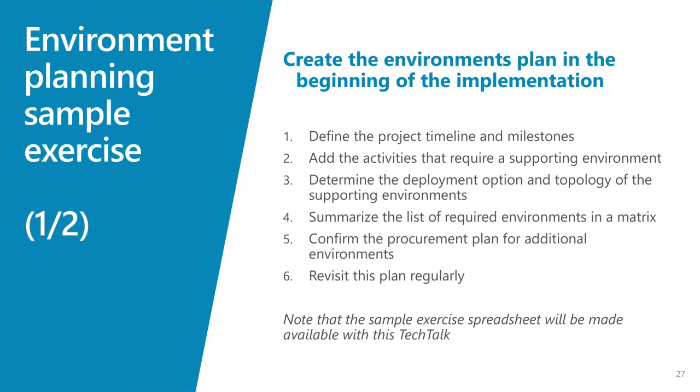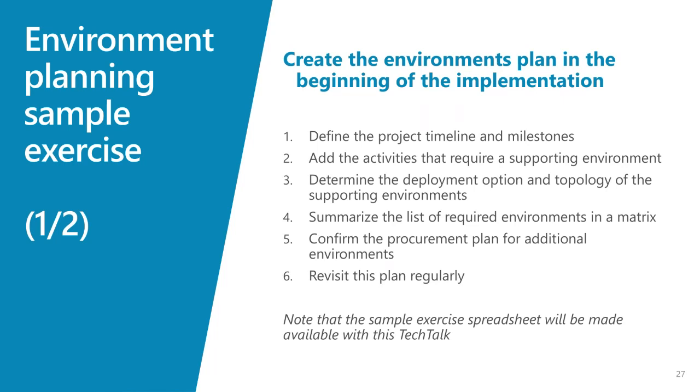But when we're creating the plan and working through the spreadsheet that we'll look at shortly, here are the key steps that we'll work through. First, at a high level, we're going to define the project timeline and the milestones, to get the basic structure of our implementation schedule. Then we're going to review that plan, make another pass at it, and add the activities that require a supporting environment. At this point, we're going to pay particular attention to those activities that require a dedicated supporting environment, i.e., we might not be able to conduct multiple activities in the same environment at the same time.